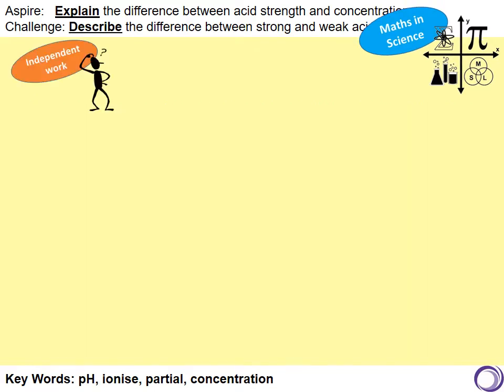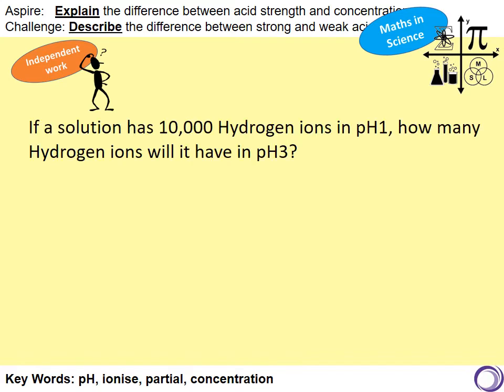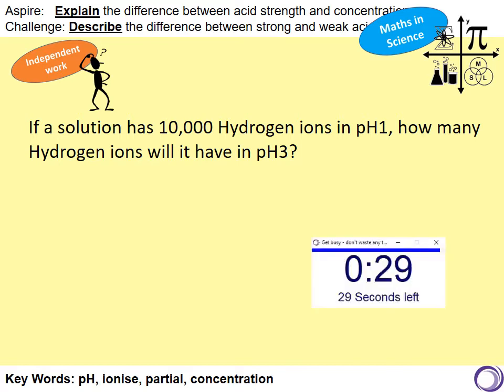I'd now like you to have a go at thinking about one of these. So if a solution has 10,000 hydrogen ions in it and it is pH 1, how many hydrogen ions will it have in pH 3? 30 seconds to have a think about that.